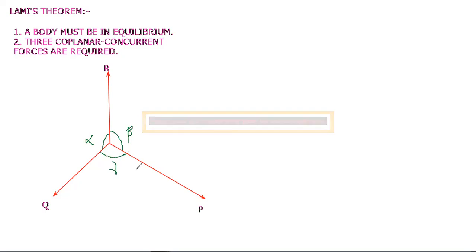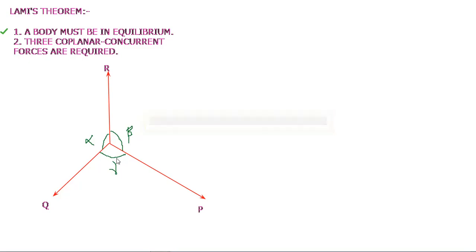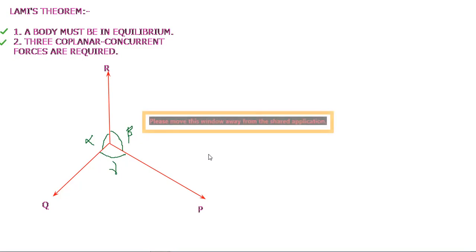Then what is the Lamin's theorem? If three coplanar concurrent forces acting at a point are in equilibrium, meaning it satisfies these two conditions, that the three forces are in equilibrium, and the three forces are coplanar and concurrent, then each force will be proportional to the sine of the angle between the other two forces.